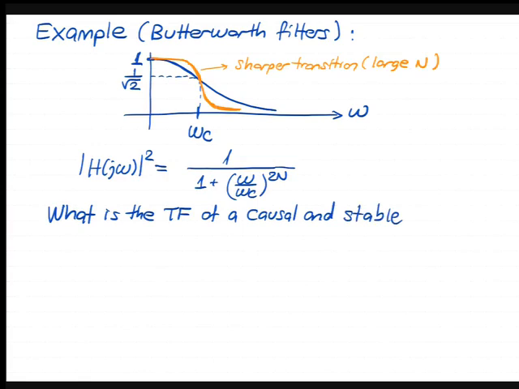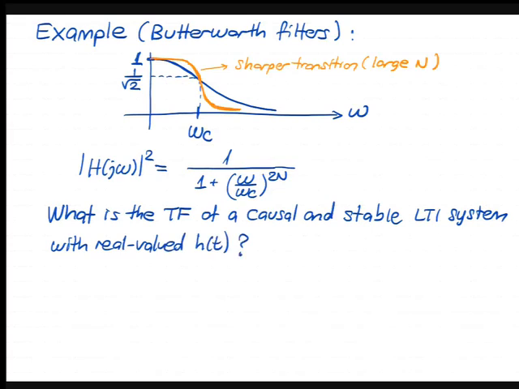You're going to implement this. You can't burn your circuit, so you have to be stable. You can't predict the future, so you have to be causal. So what is the transfer function of a causal and stable LTI system? Also, this is going to consist of real circuit elements, with real valued h of t. Okay? So this is the problem, and we're going to solve this together.